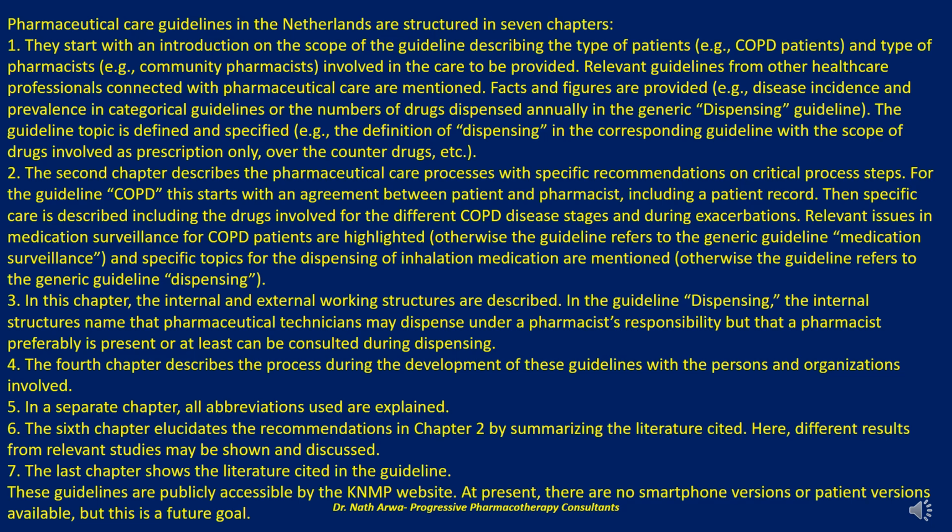6. The sixth chapter elucidates the recommendations in Chapter 2 by summarizing the literature cited. Here, different results from relevant studies may be shown and discussed. 7. The last chapter shows the literature cited in the guideline. These guidelines are publicly accessible by the KNMP website. At present, there are no smartphone versions or patient versions available, but this is a future goal.